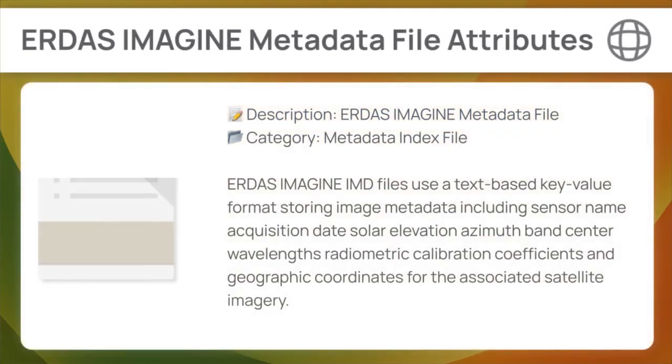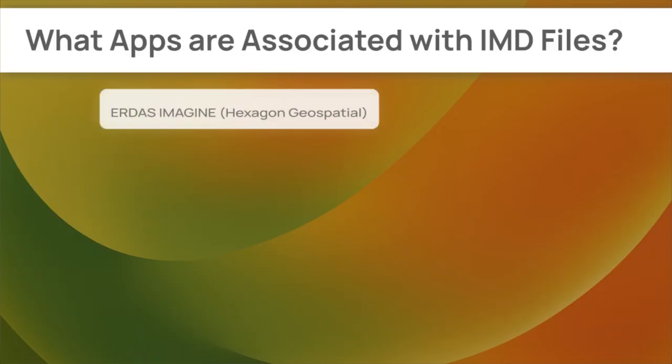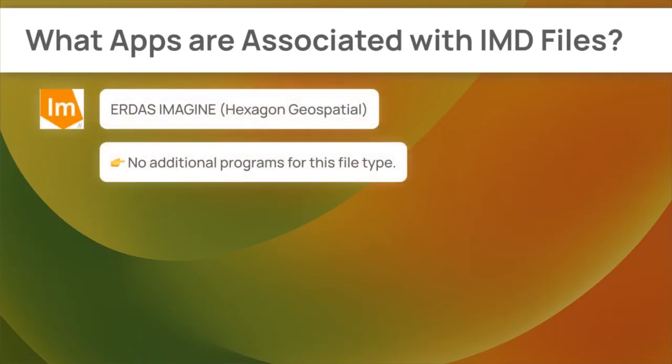ERDAS IMAGINE IMD files use a text-based key-value format, storing image metadata including sensor name, acquisition date, solar elevation, azimuth, band center wavelengths, radiometric calibration coefficients, and geographic coordinates for the associated satellite imagery. Most installations default to associating ERDAS IMAGINE from Hexagon Geospatial with IMD.